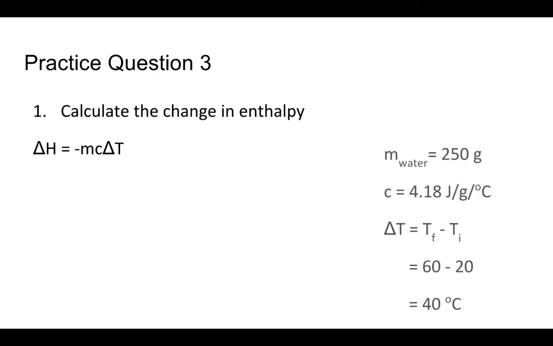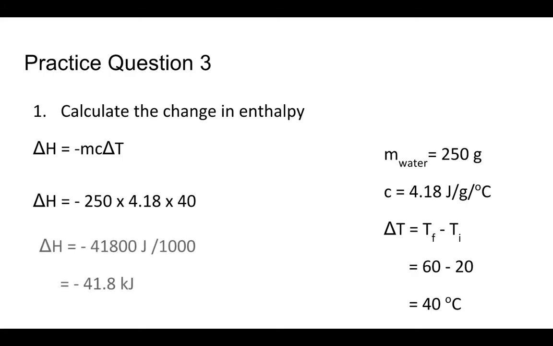So there it is. We look at our data on the side here, and we've got a change of temperature of 40 degrees. So we substitute all of these values into our equation, 250 by 4.18 by 40, and that gives us a total heat released of negative 41.8 kilojoules, when I've converted from joules to kilojoules, as I always must.